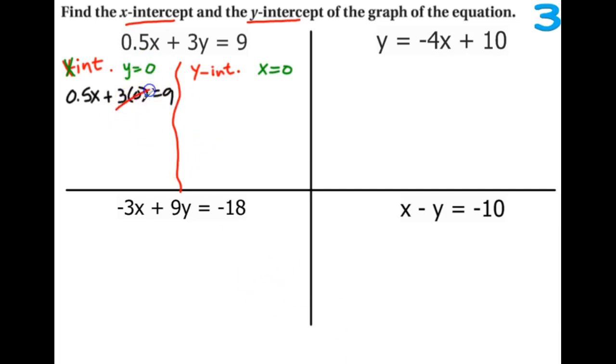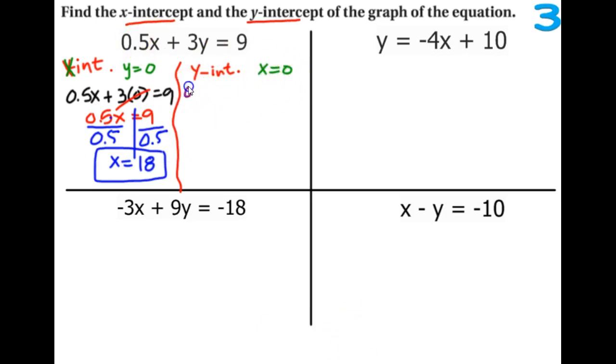Well, anything times 0 is 0, so we just have 0.5x equals 9. So to solve that, the opposite of multiplying would be divide by 0.5. And we get x equals, now 9 divided by 0.5, it's really doubling. How many times does 1/2 go into 9? It should go in 18 times. Or you can use your calculator.